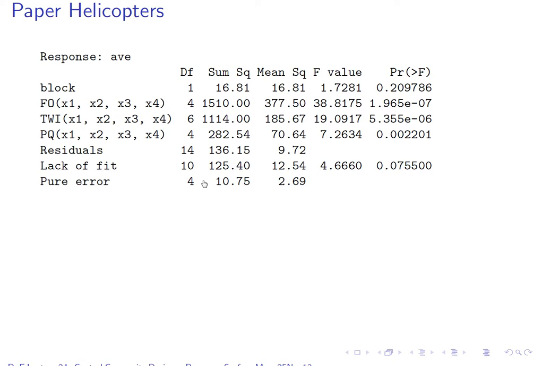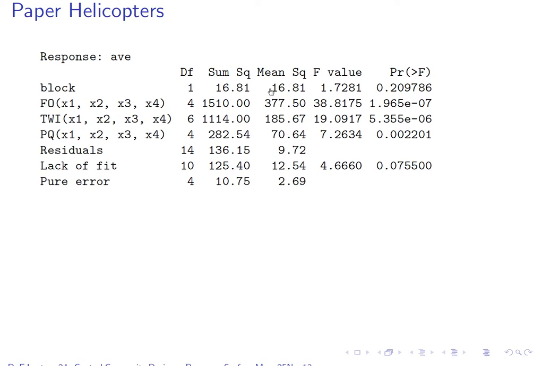Here's another part of the summary that's important for us. So the response value is average. So this is the analysis of variance. One of the components or pieces of the pie is the block. Remember, I had 2 blocks, so there's 1 degree of freedom.